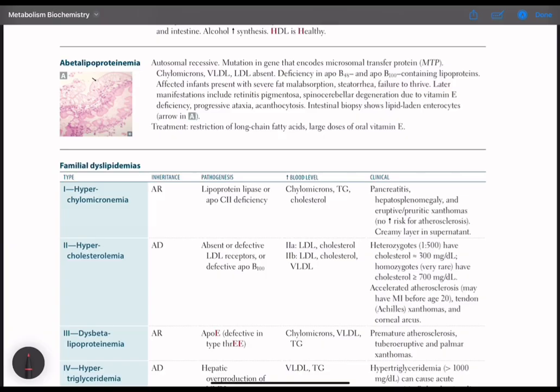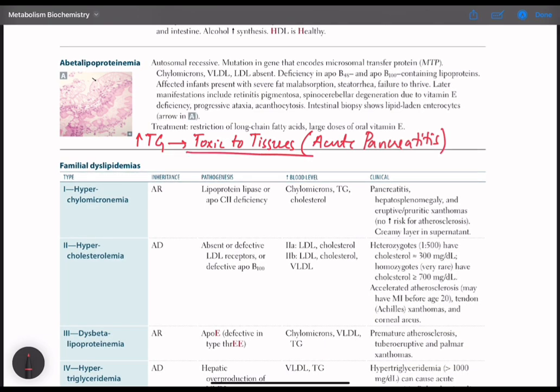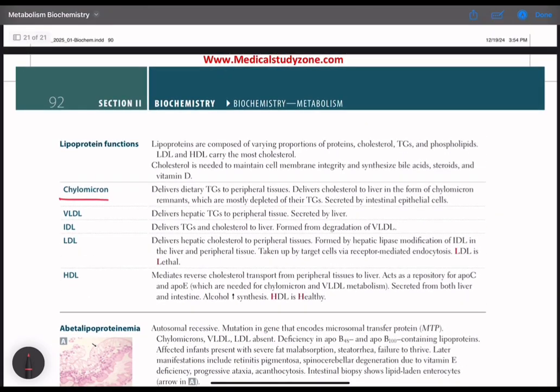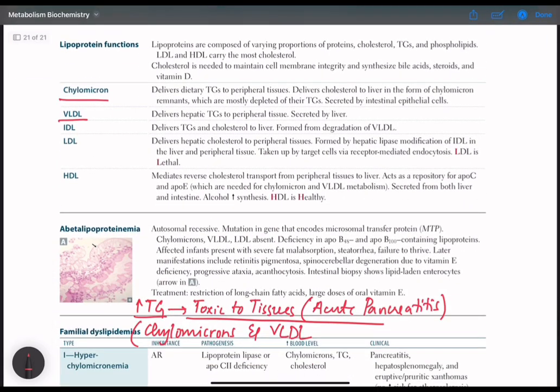So if we have higher levels of triglycerides in our body, the mnemonic is TGs. T for triglyceride is toxic to tissues. So higher levels of triglyceride cause acute pancreatitis. The mnemonic is it is toxic to tissue. The reason is that triglyceride is carried by large size lipoproteins like chylomicrons and VLDL. These are chylomicrons and VLDL that deliver triglycerides, which are large in size.